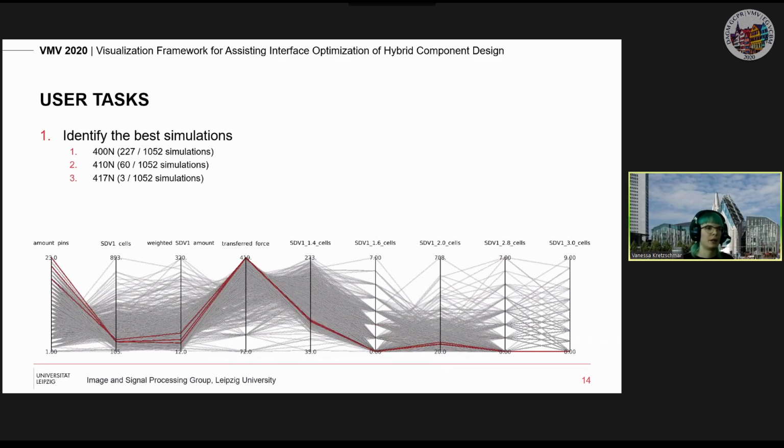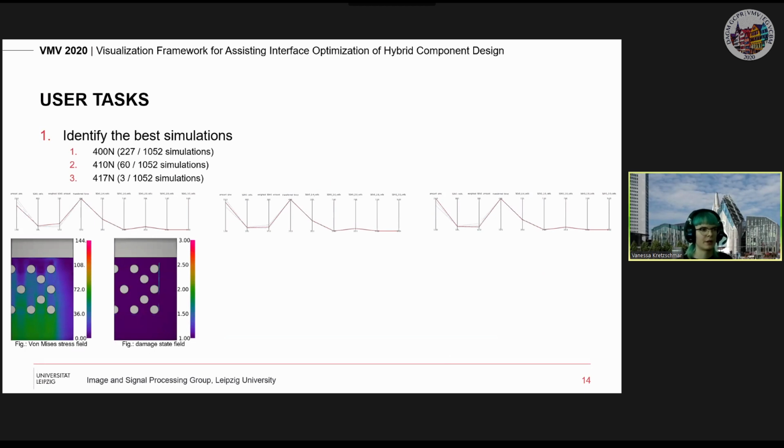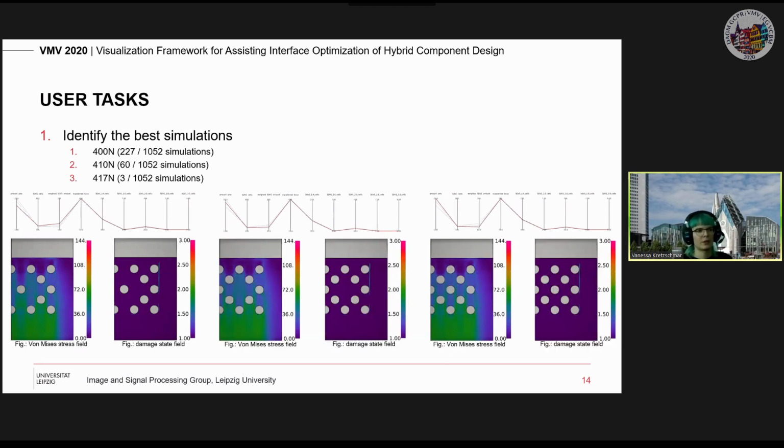Then they refined this filtering again and increased the threshold to 417 Newton, selecting only 3 simulations containing an 18-pin simulation, a 21-pin simulation, and a 23-pin simulation. They observed the scalar plots, but unfortunately, this didn't provide insights except that a crack could occur for the right outside, shown in the damage state fields.